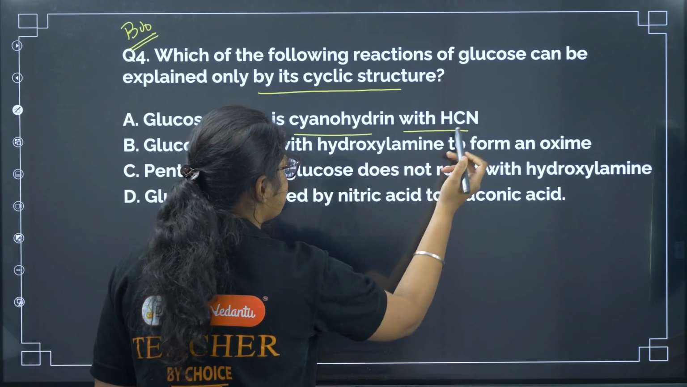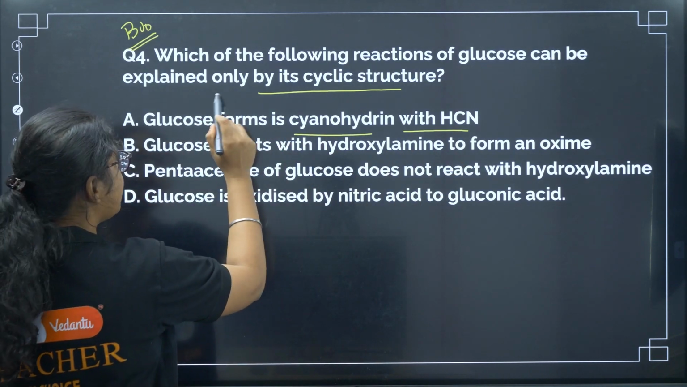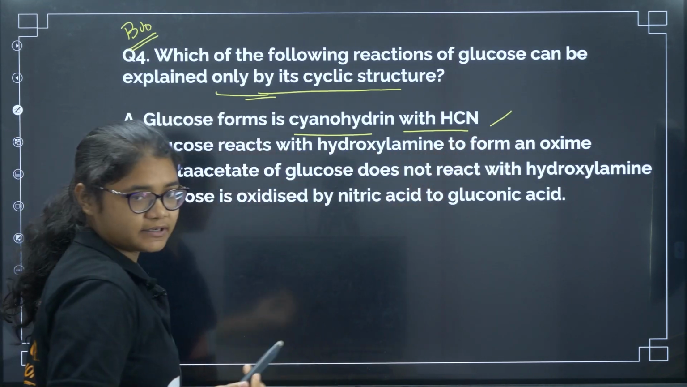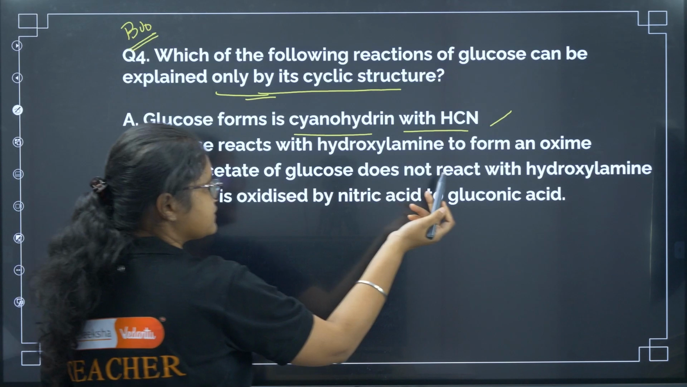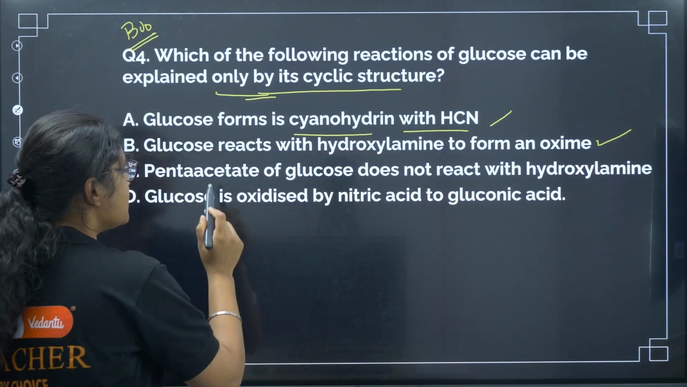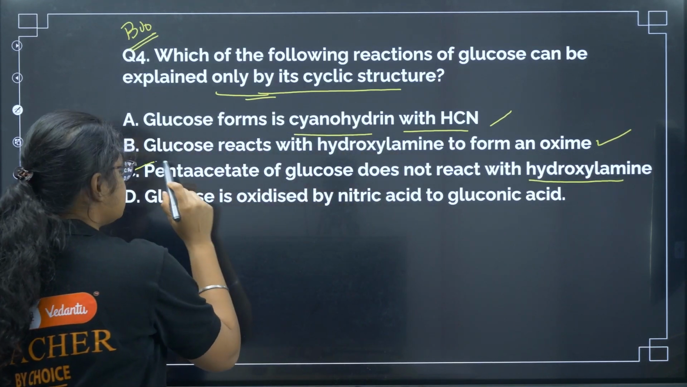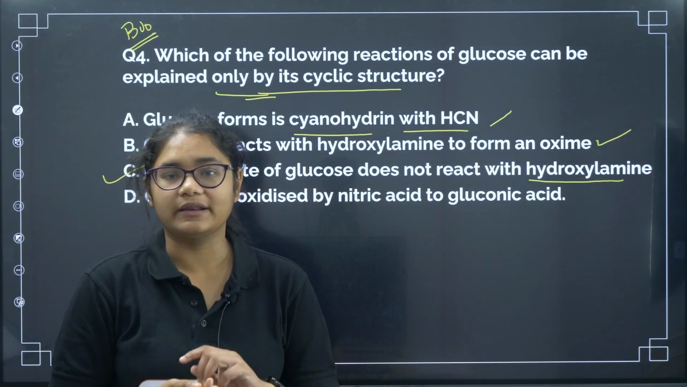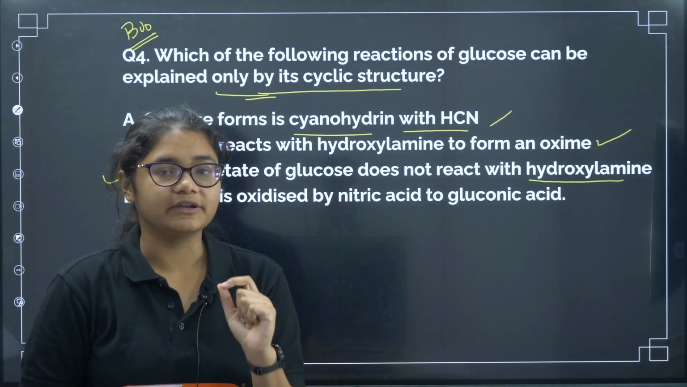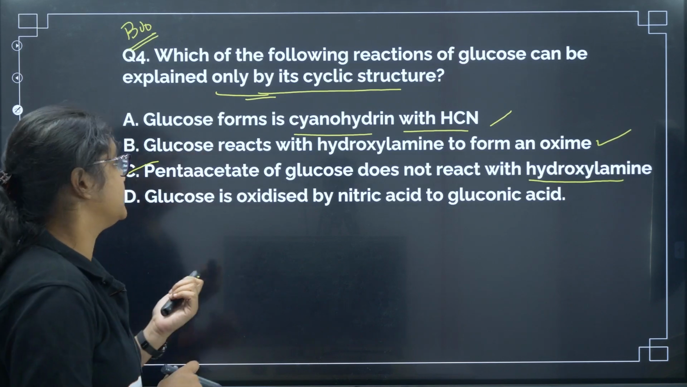Glucose forms a cyanohydrin with HCN, yes, that is correct. Then can it be explained only by the cyclic structure, right? This can be explained by the aliphatic structure also. Glucose reacts with hydroxylamine to form an oxime. This can also be explained by the aliphatic structure. Pentaacetate of glucose does not react with hydroxylamine. Yeah, this one, pentaacetate will not react with hydroxylamine if it is a cyclic structure because of absence of free aldehyde group, right? So the correct answer for this question is option number C.